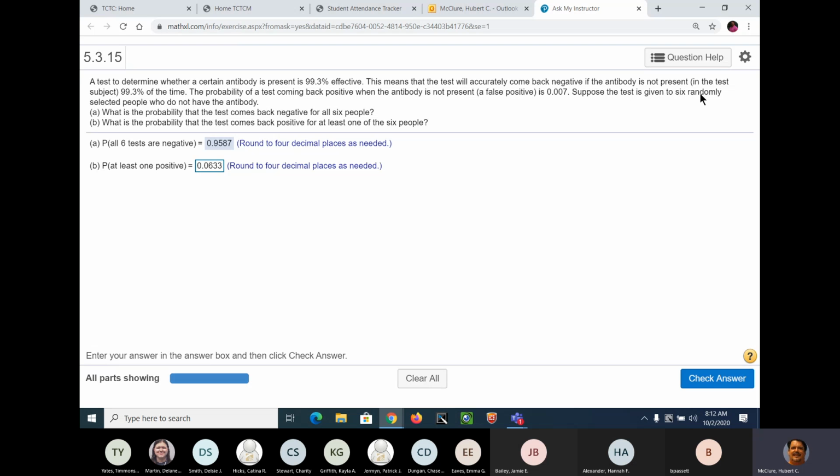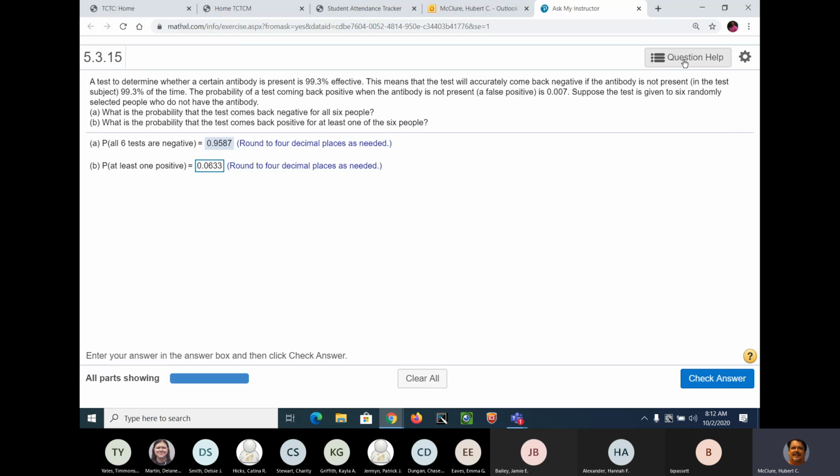Suppose the test is given to 6 randomly selected people who do not have the antibody. What is the probability that the test comes back negative for all 6 people? Well, there's 6 people. This is the multiplicative law, so you're going to be raising it to the 6th power. What is the probability that the test comes back positive for at least one of the 6 people?